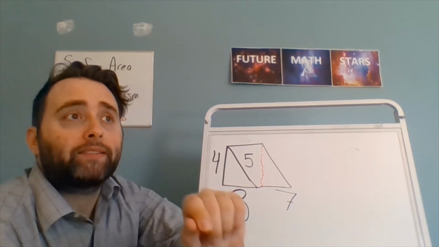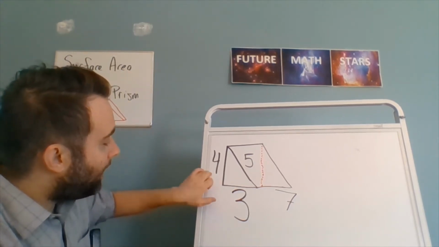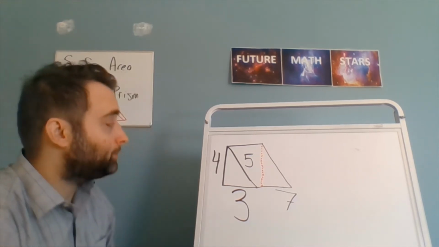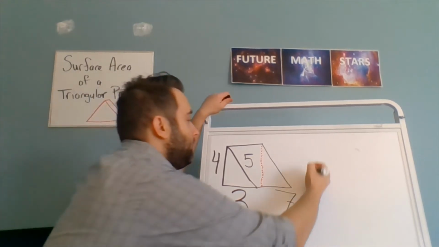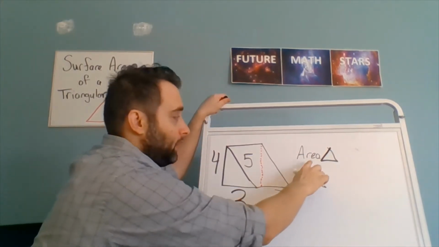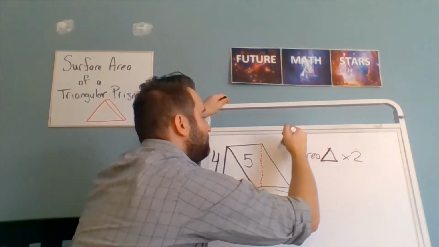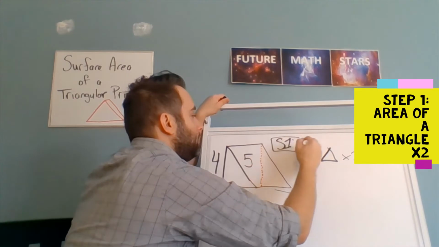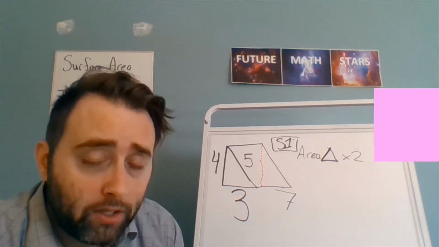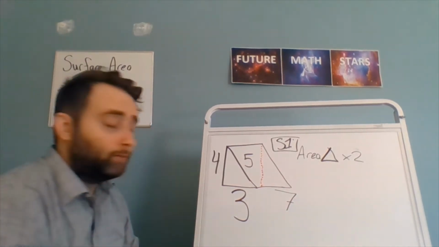We did on Friday, we asked how to find the area of a triangle. Just a triangle, it is base times height divided by 2. There are 2 steps in order to find the surface area of a triangular prism. Step number 1 is the area of a triangle, times 2. Now, when we get to the actual multiplication part, I'll show you a step that makes it easier. Step 2.